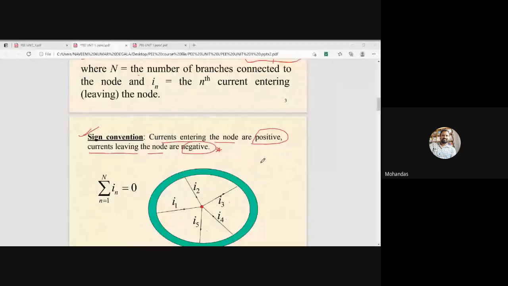Yeah, please. Can anybody tell me the KVL equation for this diagram?